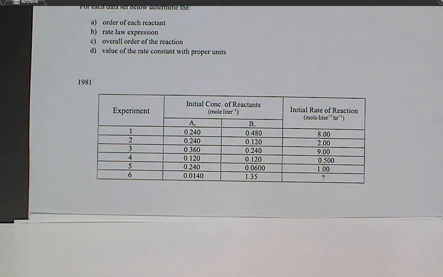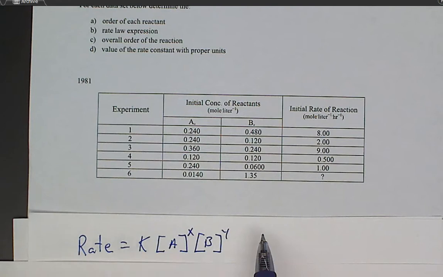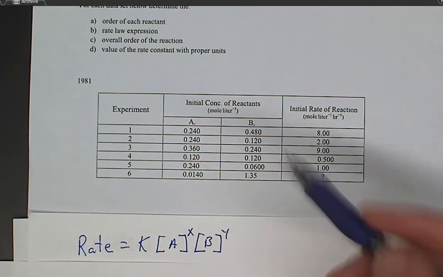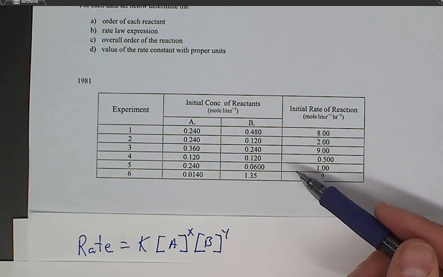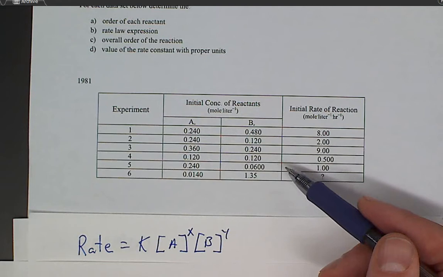Now, the first thing we want to do is write out a generic expression. Okay, so rate equals K times A to the X, B to the Y. And these are our order statements. Okay, we're going to do this one of two ways. The first one here, we can do via just inspection, by holding one thing constant and doubling or tripling or quadrupling the concentration of the other one.